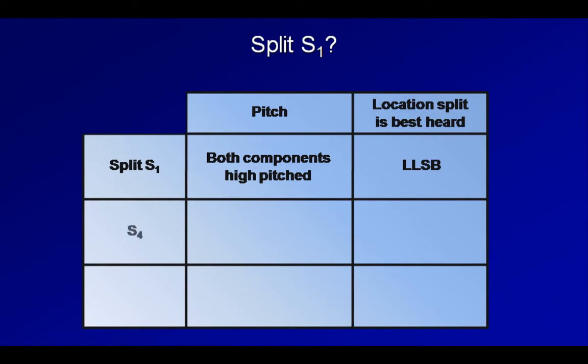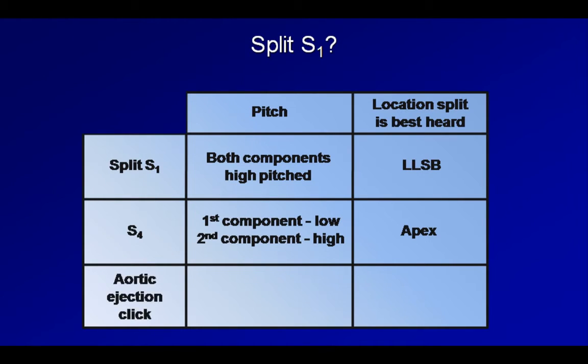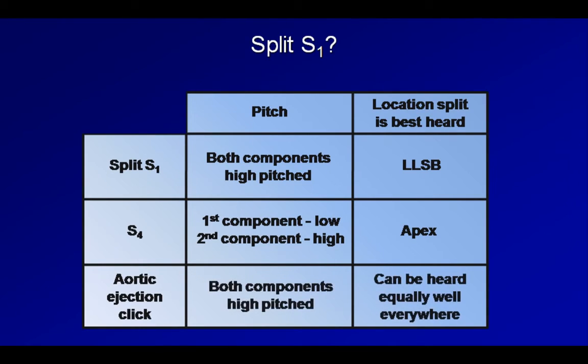For an S4 mimicking a split S1, the first component will be low-pitched, and the second will be high. The splitting here will be best appreciated at the apex. Finally, for an aortic ejection click, both components will be high-pitched, but the split can usually be heard equally well in all cardiac areas.